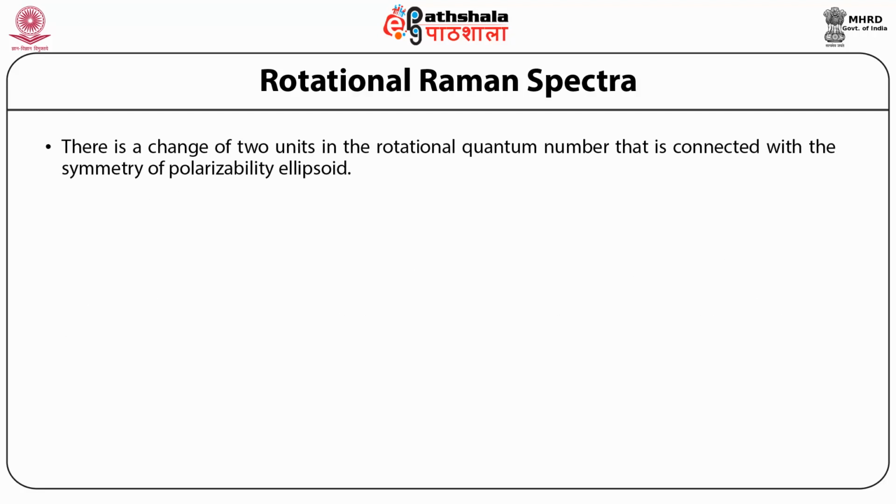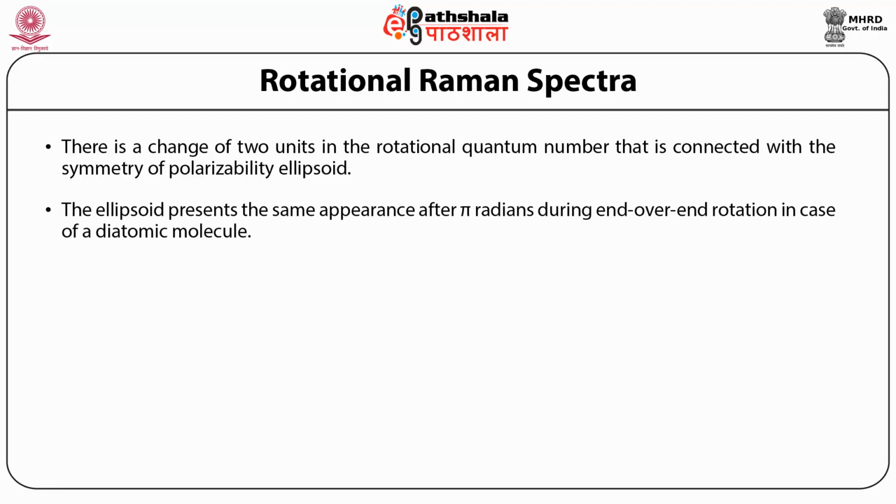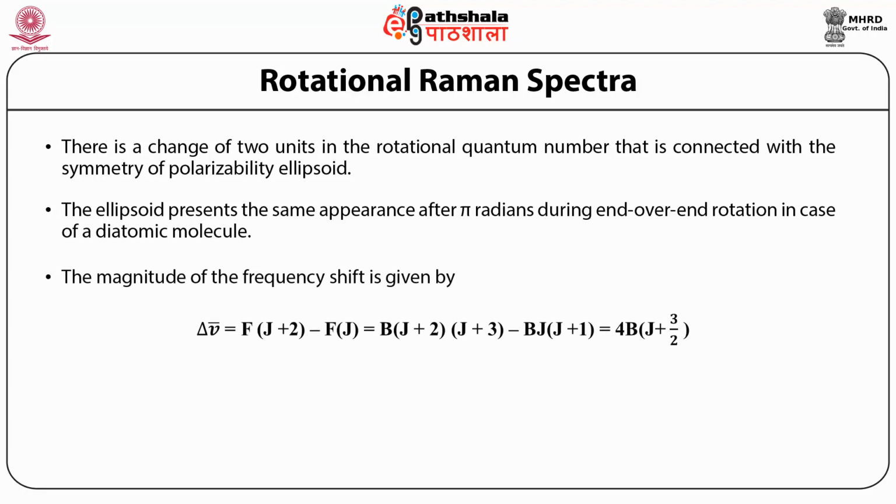There is a change of 2 units in the rotational quantum number that is connected with the symmetry of the polarizability ellipsoid. The ellipsoid presents the same appearance after pi radians during end over end rotation in the case of a diatomic molecule. The magnitude of the frequency shift is given by Δν = F(J+2) - F(J) = B(J+2)(J+3) - BJ(J+1) = 4B(J + 3/2).